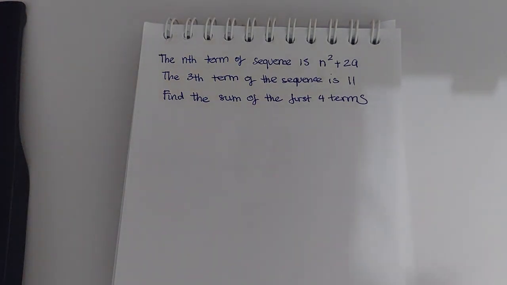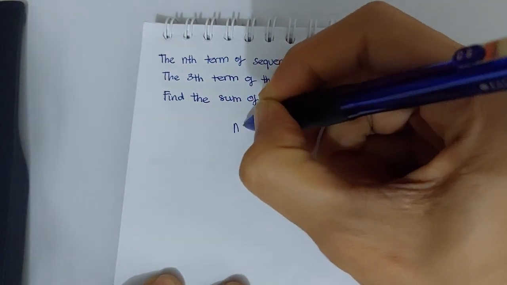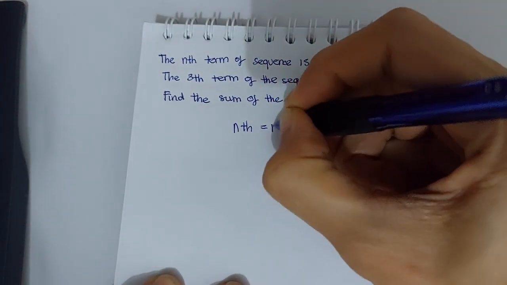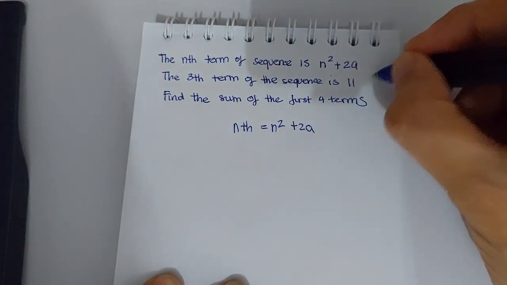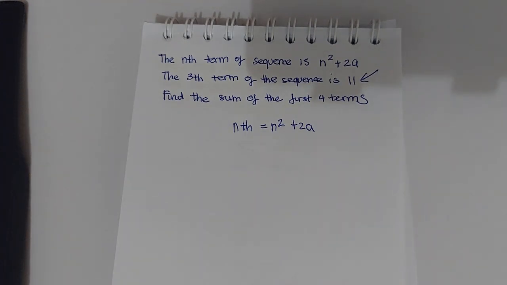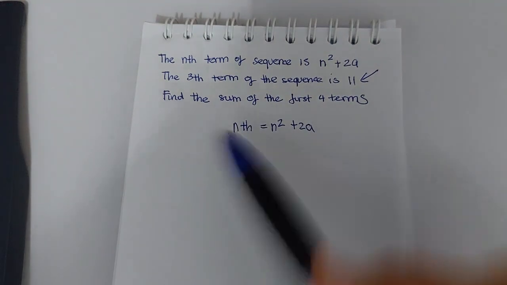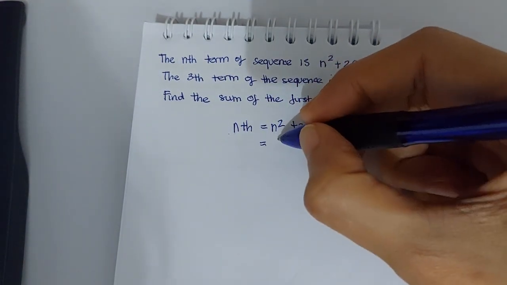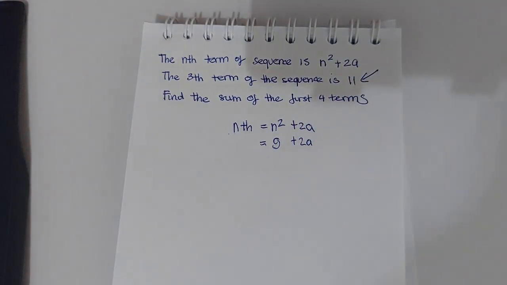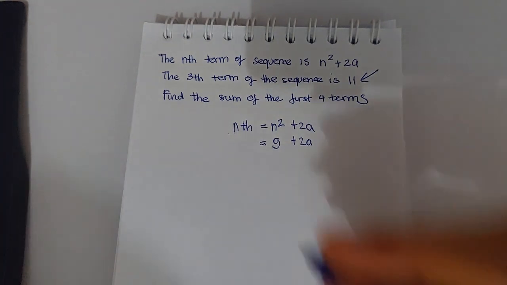And then it says that the third term of the sequence is 11. So I will rewrite the nth term formula. It will be n equals n squared plus 2a. Maybe based on this information, we will be able to complete the formula. The n again is about the position of a value in a sequence, right? In here, what is the position of the 11 in the sequence? It's 3, right? So the n here will be 9 plus 2a. Now, if I give the position of the value to the formula, it will give you the value of that term. What is the value of that term? 11. So the term will be 11 here.